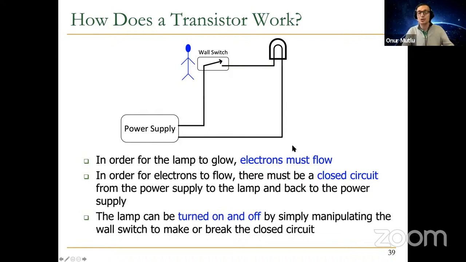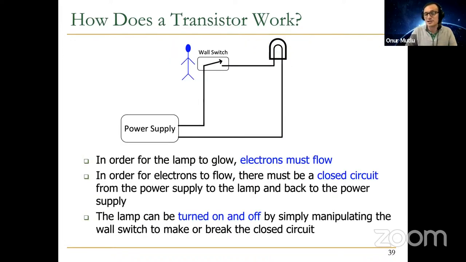And the lamp can be turned on and off by simply manipulating this wall switch to either open or close, or make or break the closed circuit. So if I press the button on the wall and switch it on, it becomes a closed circuit like this. I basically have a full connection between the power supply and the light bulb and then back to the power supply. As a result, this thing glows, right? Okay. And clearly I can keep doing this back and forth, right? Okay, so you get the idea.